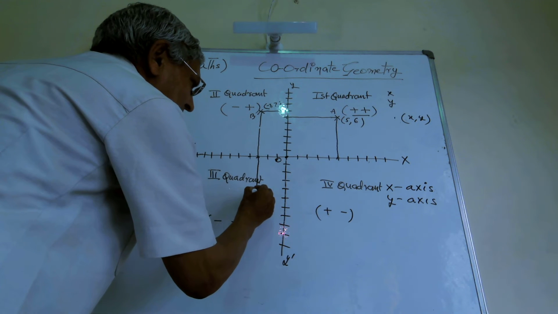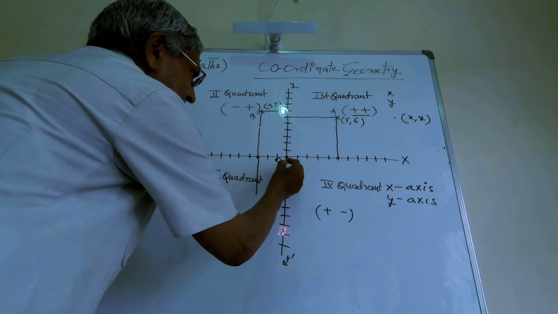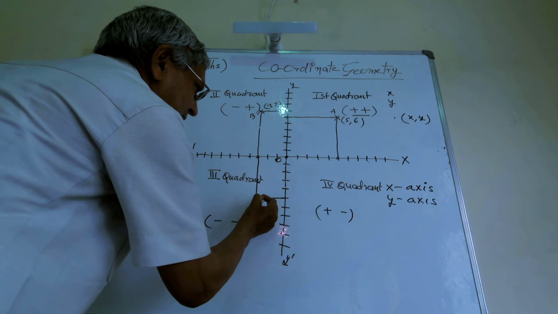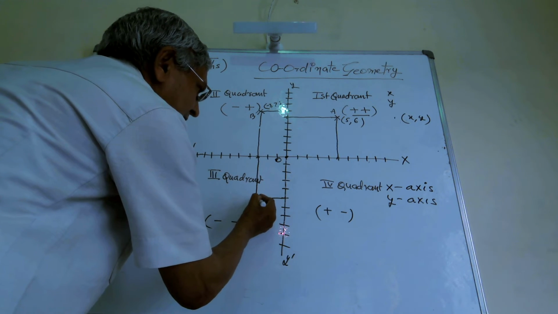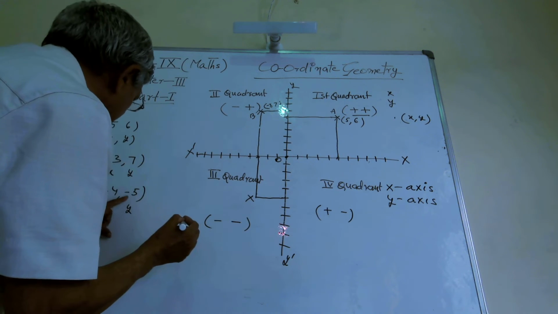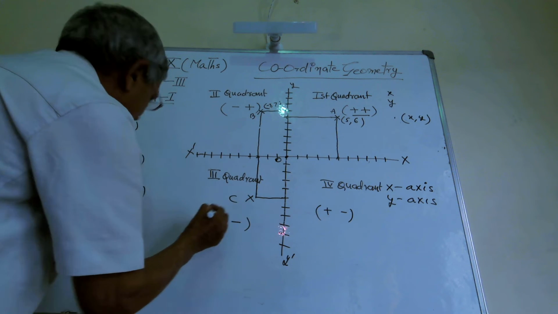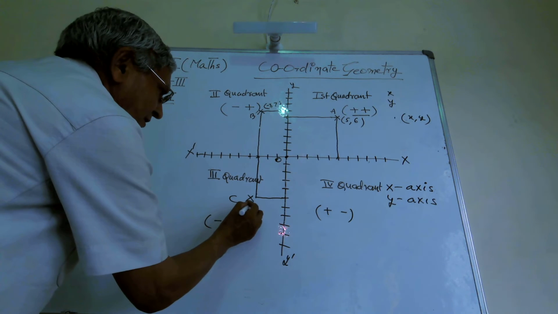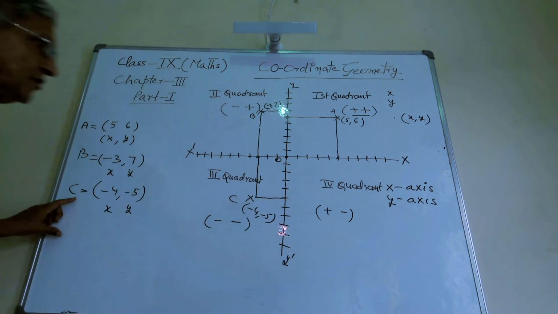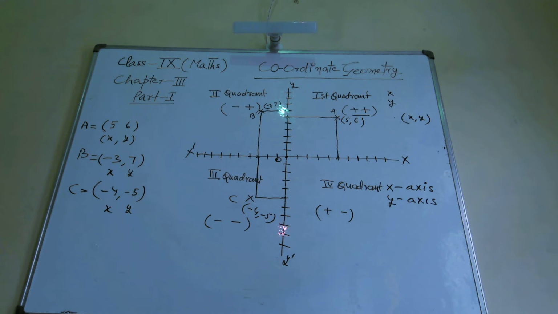From here, draw a perpendicular. And 1, 2, 3, 4, 5. Draw a perpendicular from here. This is the position of point C, and the coordinates of C are (-4, -5). This is the position of C point.